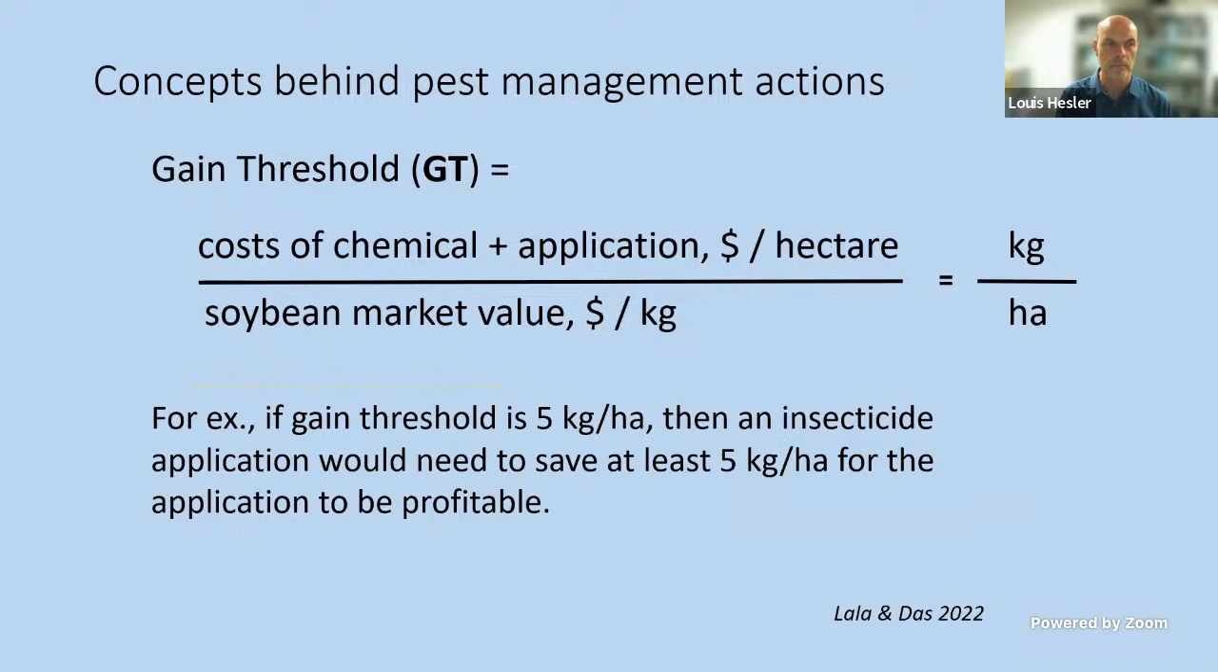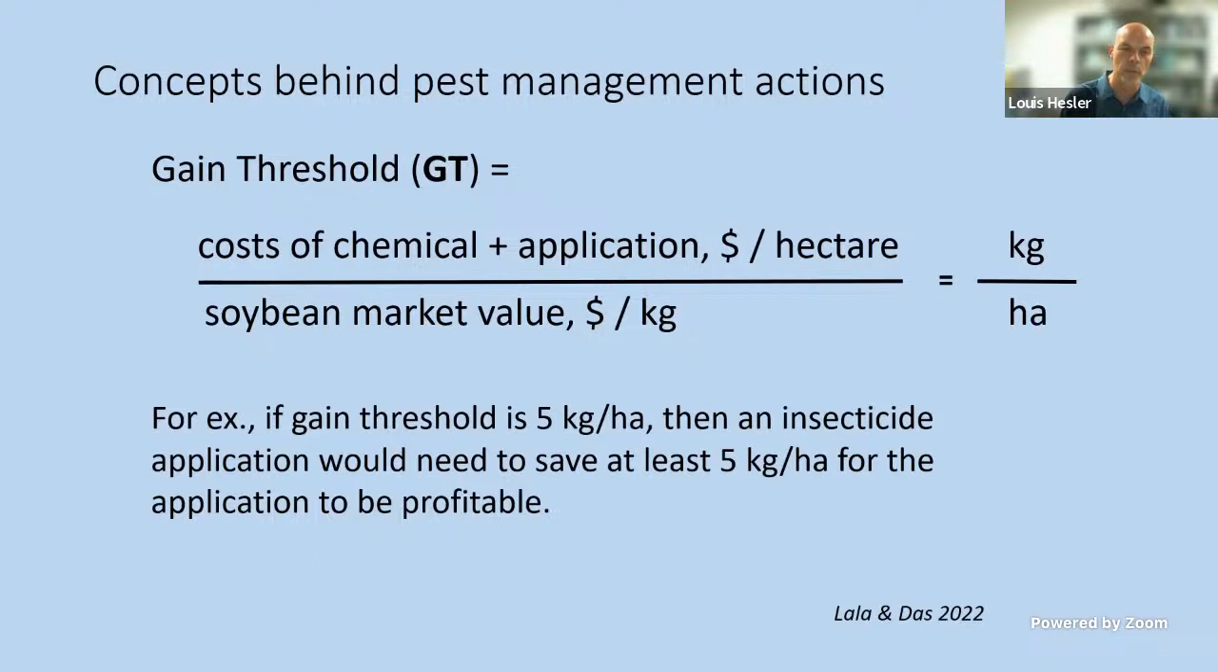So just to flesh this out a little bit more, again, gain threshold is a ratio that's in terms of kilograms per hectare. And for example, you see at the bottom there, if the gain threshold was 5 kilograms per hectare, then an insecticide application would need to save the farmer at least 5 kilograms per hectare for that application to be profitable. So just because we see pests in the field and we feel like they're causing some kind of damage and perhaps even yield loss, there's a certain point at which we must consider whether that's profitable, and that's often defined in terms of the gain threshold.